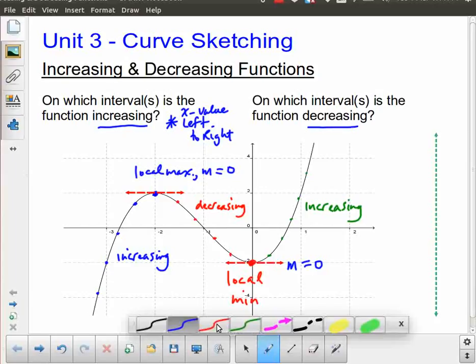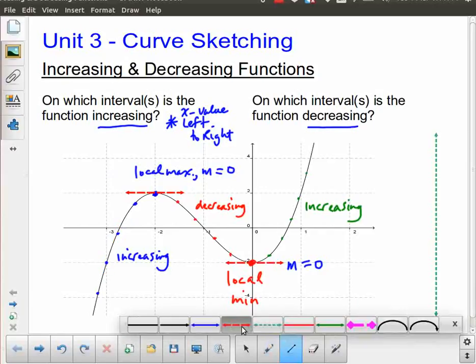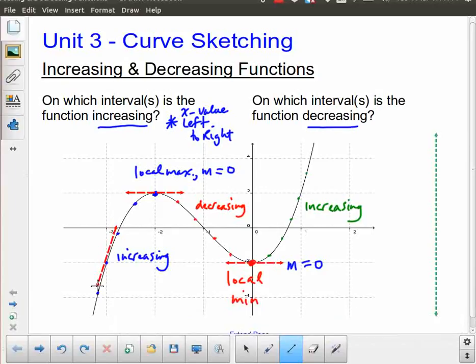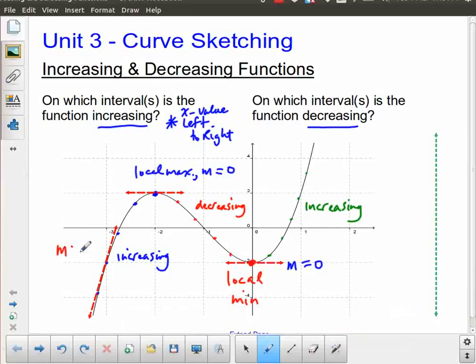And the way that we do that, if we take a look, I'm just going to pick any point along where I said it was increasing. Hold on a second. I wanted to use a straight line. And let's just put that there. And what can you tell me about the slope along that line? Here, where we said it was increasing, my slope is positive.